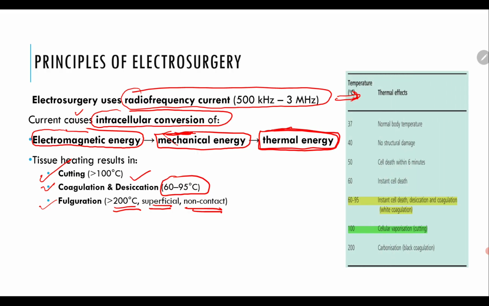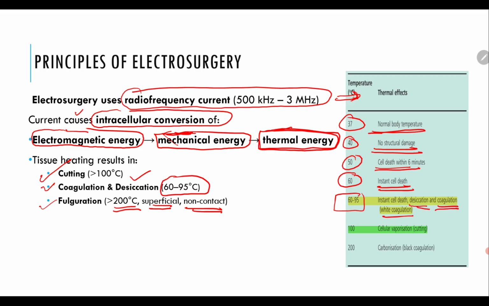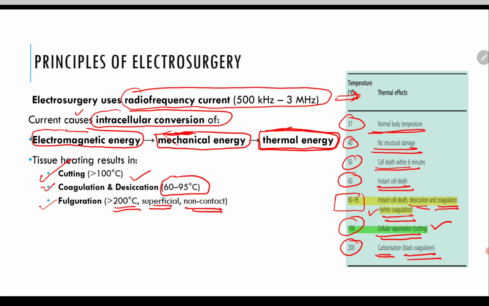Normally in our body, 37 degrees is normal body temperature. At 40, there is no structural damage. At 50 degrees, cell death occurs within 6 minutes, and at 60 degrees, instant cell death starts. At 60 to 95, instant cell death plus desiccation and coagulation will come. This is called white coagulation. Then at 100 degrees, there is cellular vaporization, cutting starts, and expulsion of the cells. 200 degrees is called carbonization or black coagulation. So these are the basic things you have to remember.